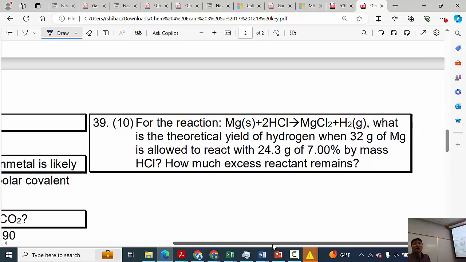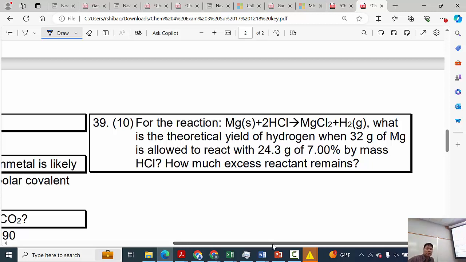For the reaction, magnesium plus hydrochloric acid yields magnesium chloride and hydrogen gas. What is the theoretical yield of hydrogen when 32 grams of magnesium is allowed to react with 24.3 grams of 7.00% by mass HCl? How much excess reactant remains?